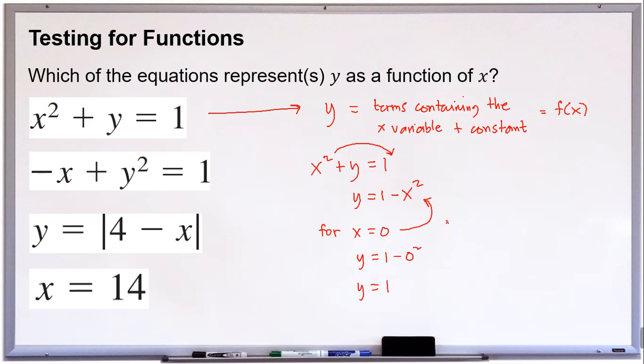Now let's try another one. Let's say x is equal to -1. So you have y is equal to 1 minus (-1) squared. That is y is equal to 1 minus 1. That is y is equal to 0. So we have two ordered pairs: the first one, for x is 0, y is 1. And then for x equals -1, y is 0.